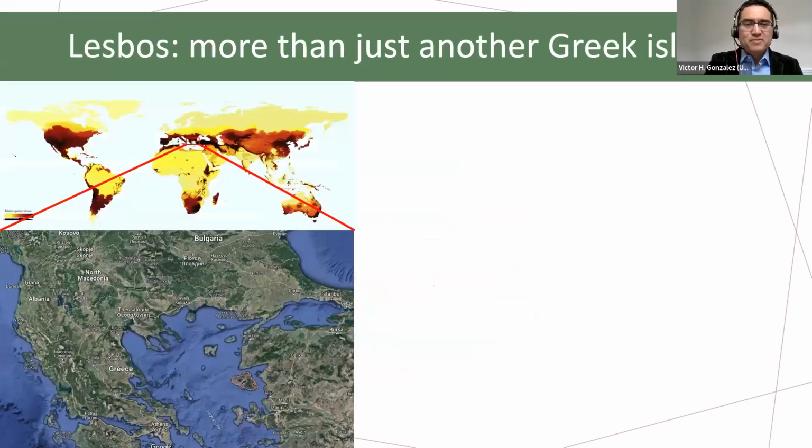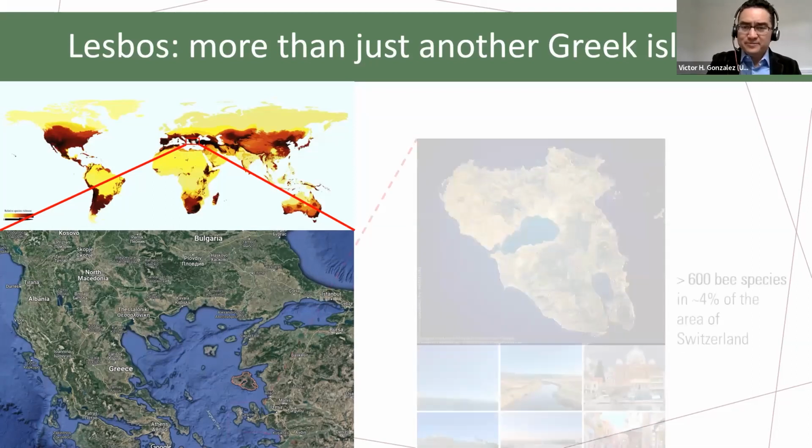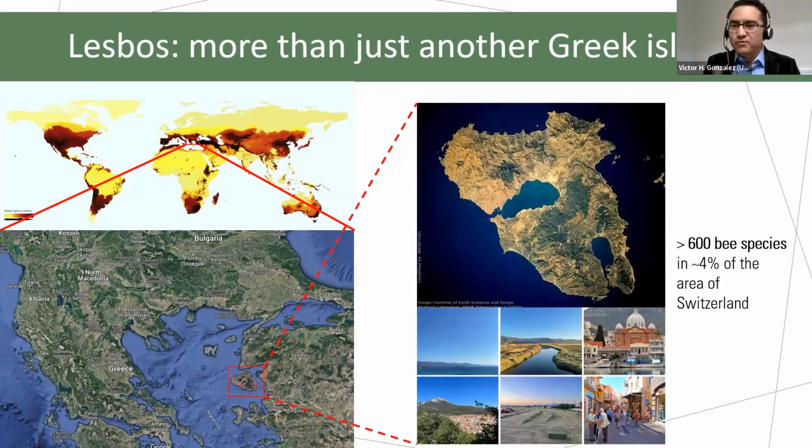Even more interesting is this case on this island. You may have heard of it. This is in the North Aegean. It's called Lesbos, and just on the upper left, you see the number of species of bees in the entire world. The darker the area, the more diverse, or the more species you might find there. So we are right in the middle of a hotspot for bee diversity. And this island, which is about 4% of the size of Switzerland, has about the same number of species, all concentrated in that tiny area.